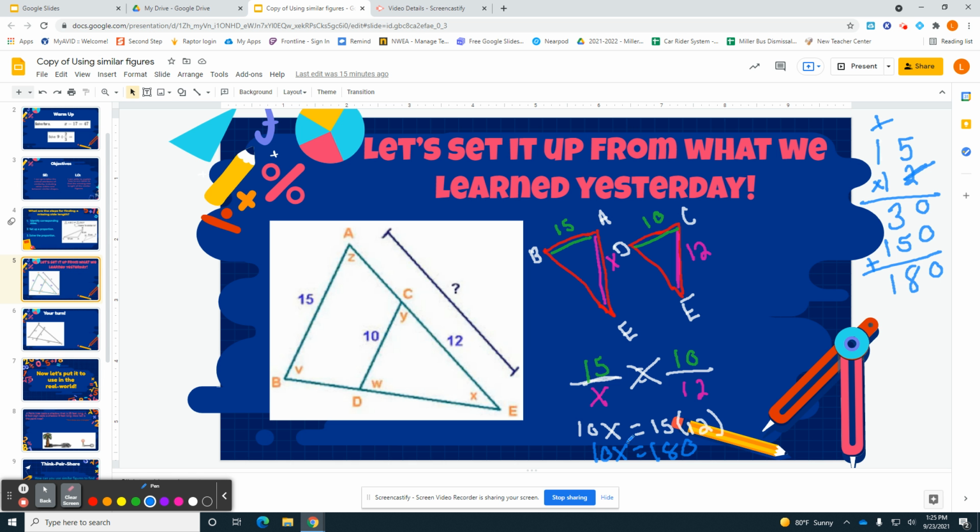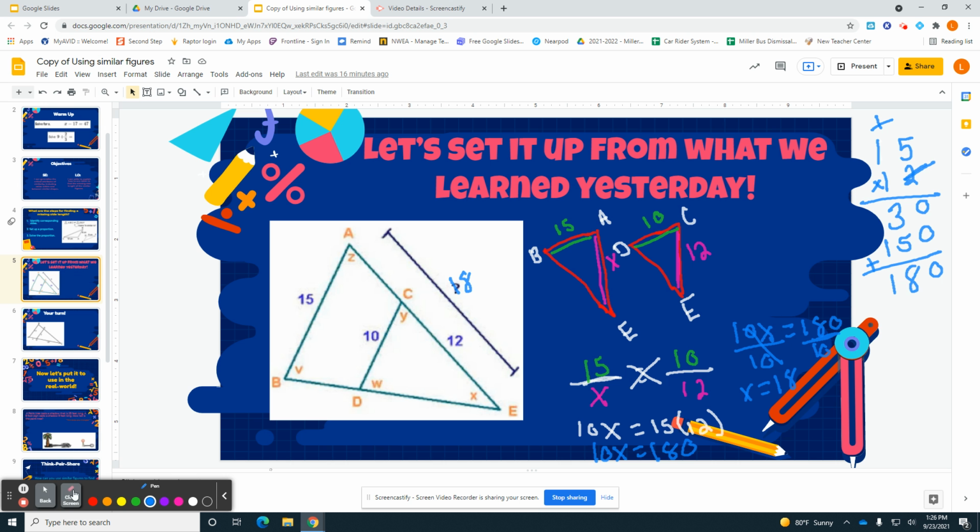Okay, are you done? No, right? Because your proportion says cross multiply and divide to solve a proportion. So now we have to divide. What are we dividing by? If you said 10, that is correct. We're dividing by the number in front of our variable because we want our variable by itself. So 10x divided by 10 is x. 180 divided by 10 is 18. So this measurement here is 18. It doesn't have a unit, so I don't know what the unit would be, but it is 18.